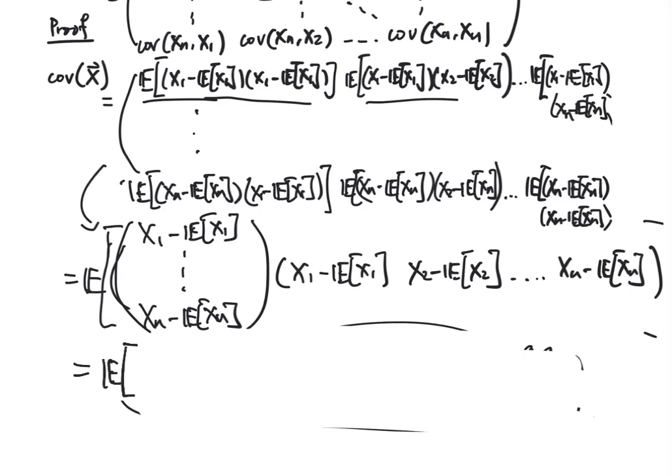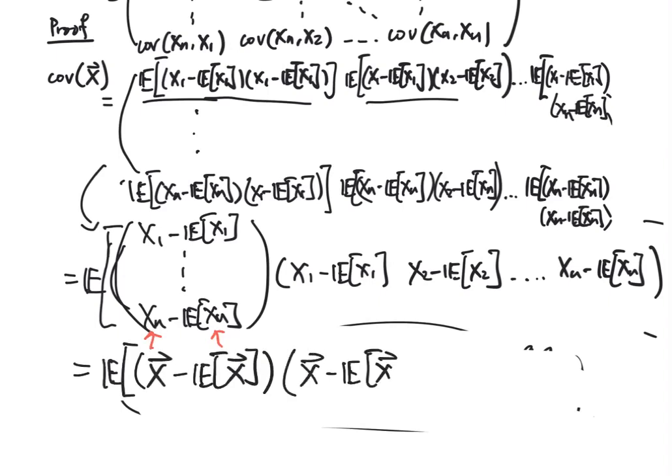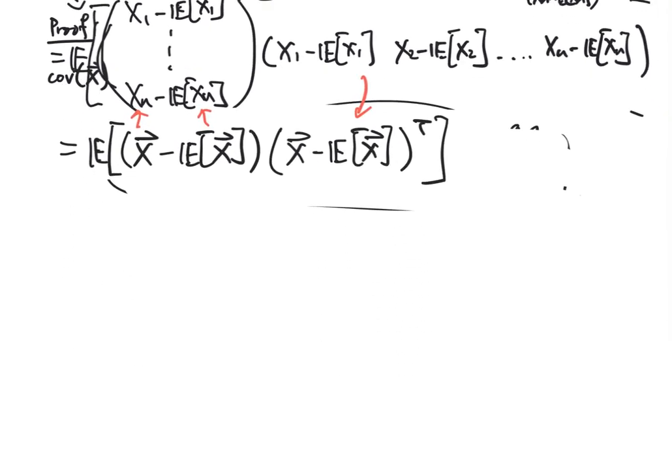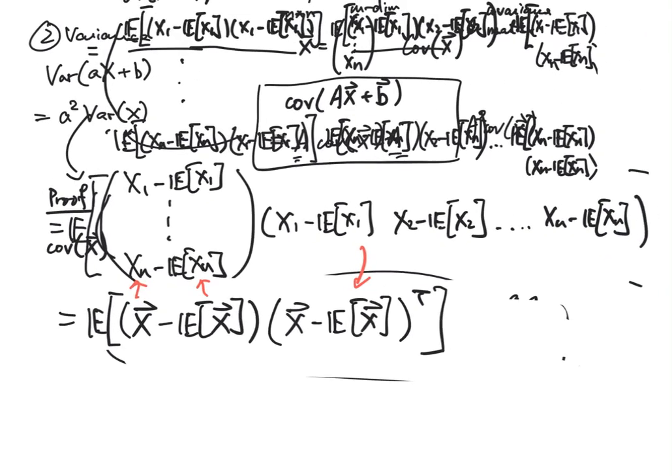So this one will be the S vector minus the expected value of the x vector, and then this one will be the x vector minus the expected value of x transpose. So these two are essentially the same, right? And here is another way to get this covariance matrix.